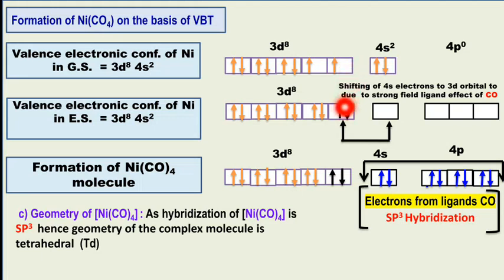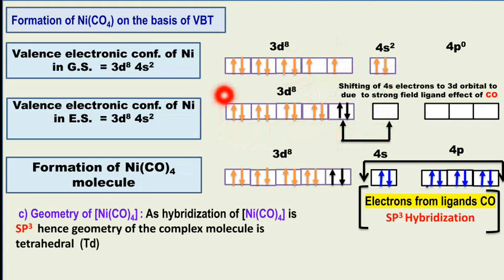And here you can see that because carbonyl is a stronger ligand according to the spectrochemical series, the 4s electrons are shifted to the 3d orbital, and the 2 unpaired electrons from before are now paired in the excited state configuration. So why has this happened? Because carbonyl is a very strong ligand, and because of this strong ligand effect, the unpaired electrons are forced to pair up, as well as the 4s electrons are shifted to the 3d orbital.